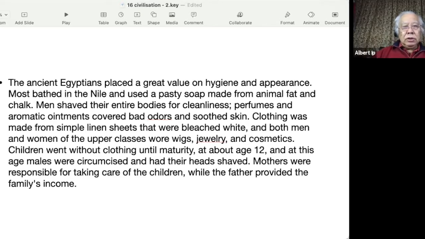So what's quite interesting to me is that they wear wigs. Why? They have hair. Why wear wigs?